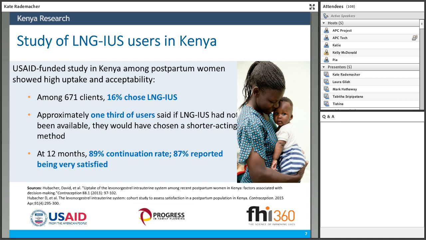Importantly to note, approximately one-third of users said if the LNG-IUS had not been available on the day they went for family planning, they would have chosen a shorter-acting method. Specifically, only 21% said that they would have chosen the copper IUD instead, which suggests that the LNG-IUS can fill a niche in the market that the copper IUD is not currently filling.